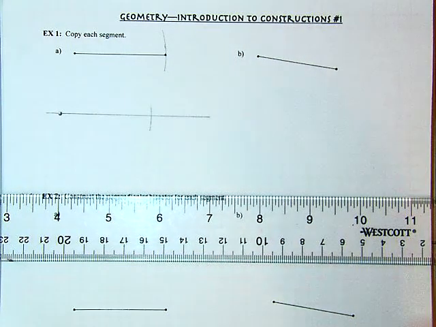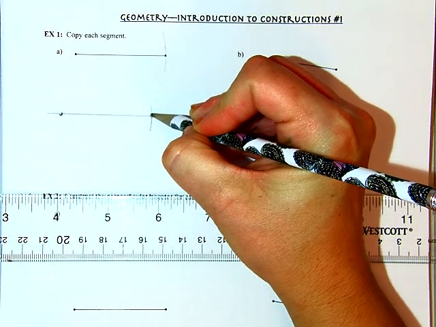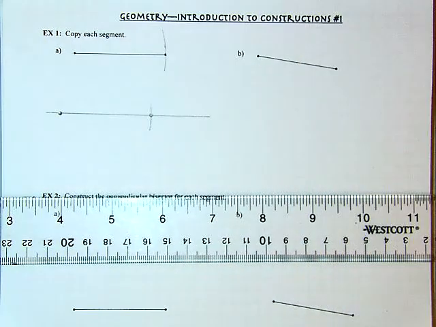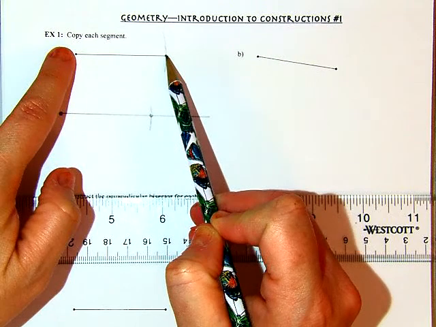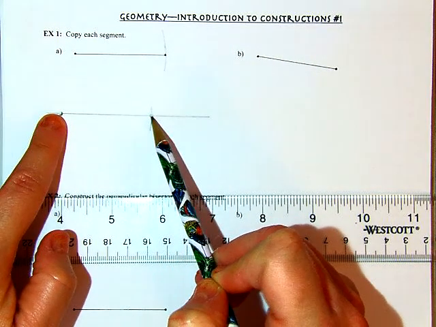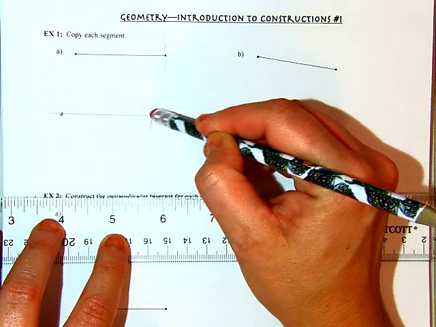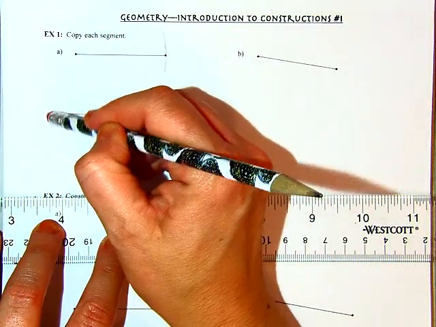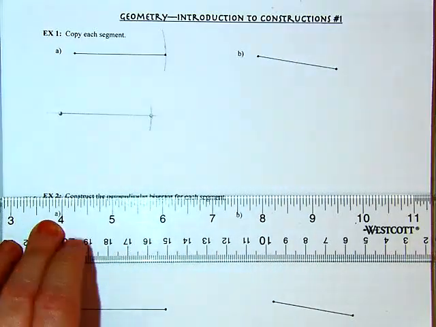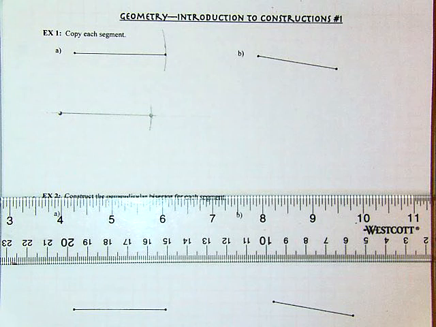And when I put a little dot right here, I have made congruent segments. So this segment is identical to this segment right here. Sometimes I erase the excess here and here just to clean it up a little bit. But I have copied my segment. My segments are congruent.